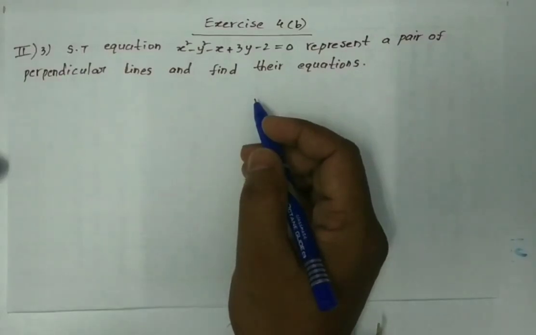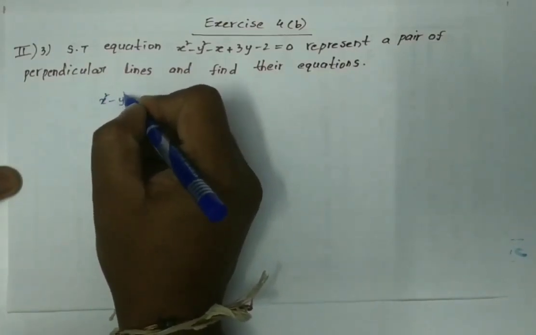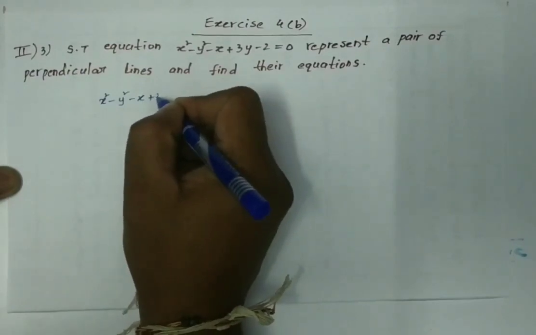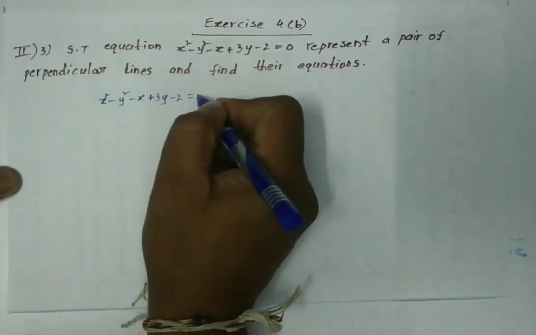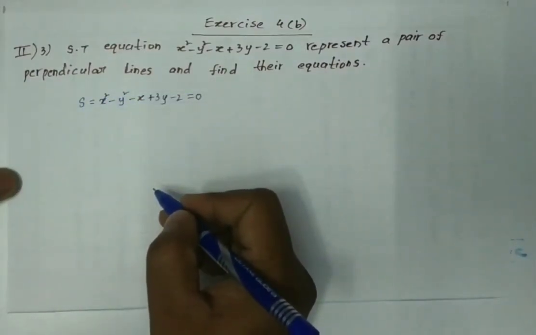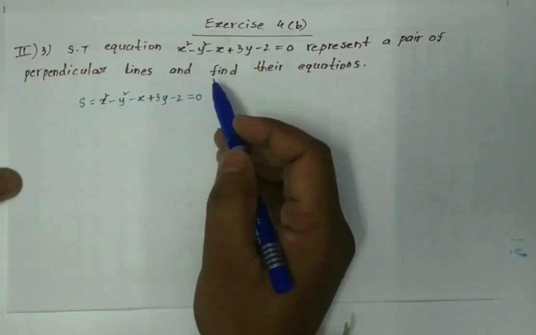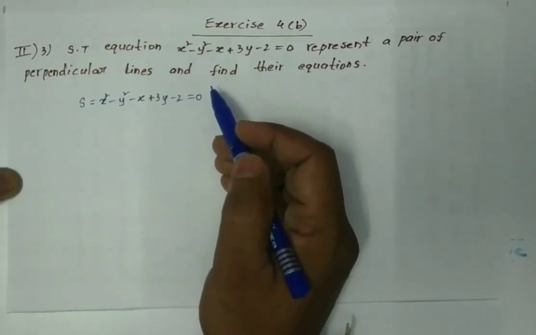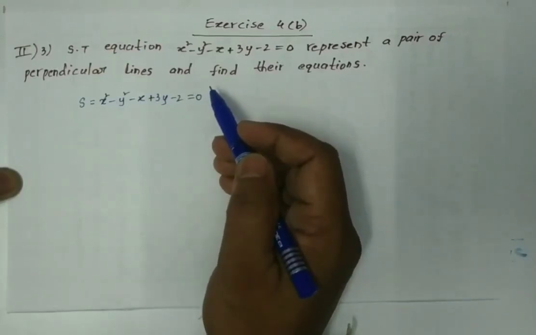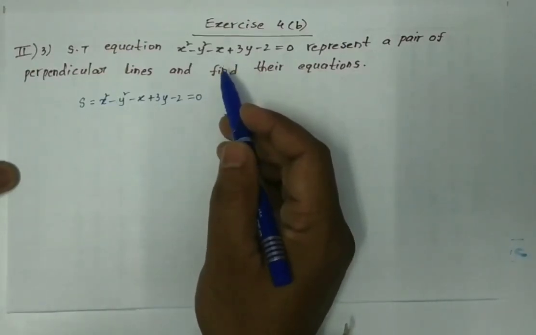Let us consider the given equation, x square minus y square minus x plus 3y minus 2 is equal to 0, as S. Now let us see how to show that the given equation represents a pair of perpendicular lines and also find their equations represented by S is equal to 0.